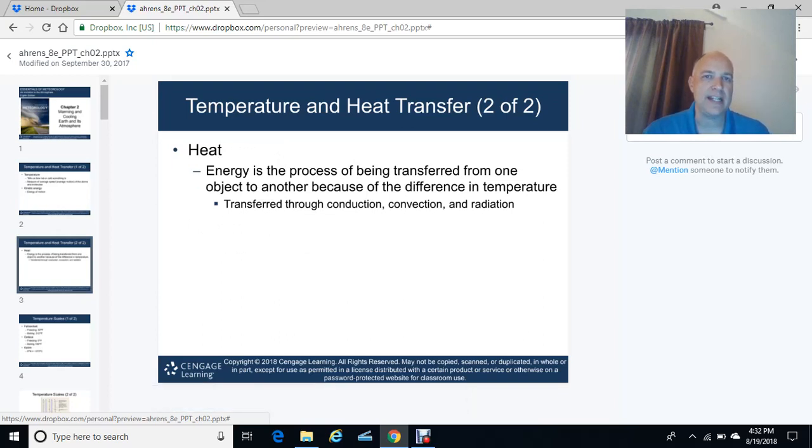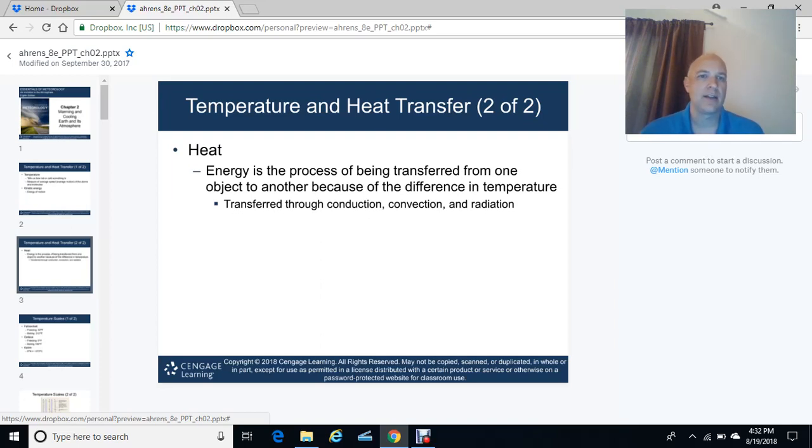Moving on to heat. There is a difference between temperature and heat. Heat is the energy being transferred from one object to another because of the difference in temperature. So you may have two objects with two different temperatures, and heat is the process in which energy is transferred between those objects. Typically, heat is transferred from hotter temperatures toward lower temperatures, so warmer to colder. That's the way heat is transferred.